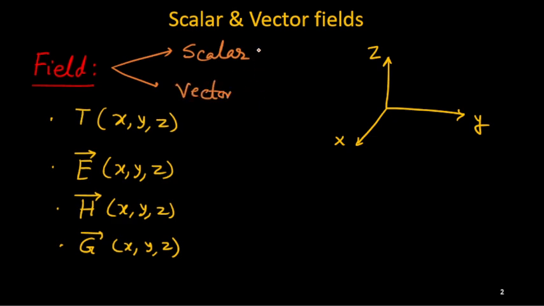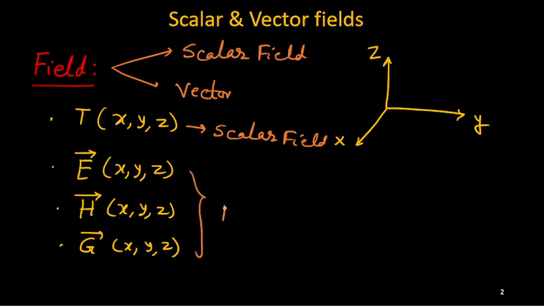Now the scalar field, there one scalar quantity will vary over space, like this one. This is a scalar field. Temperature variation is a scalar field. Like temperature, we can have other things like a pressure field, a density field, all those things. And these are the examples of vector fields. Here vectors are not only having the magnitude, they are also having the direction.